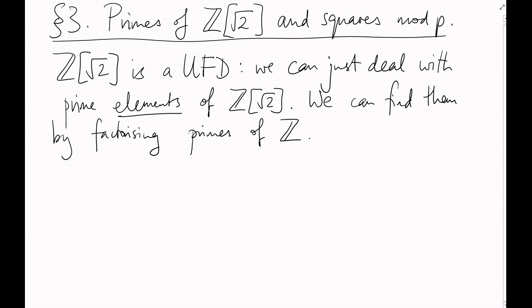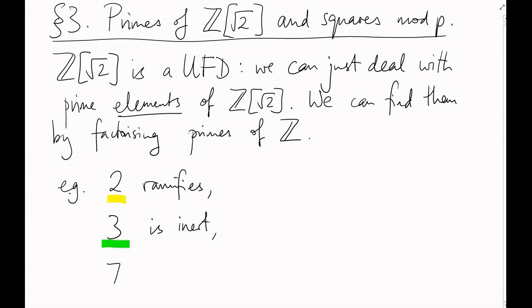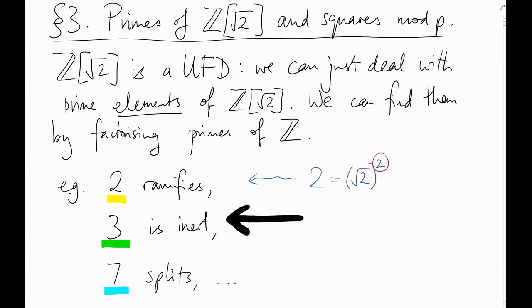Now, if you believed the diagram of log space that I showed you in video 7b, you know that we can read off some information from there already. In that video, we mentioned that 2 ramifies, 3 is inert, 7 splits, and so on. But what if we didn't have that diagram? Well, it's easy to see where the ramification of 2 comes from. So let's take 3 as an example.